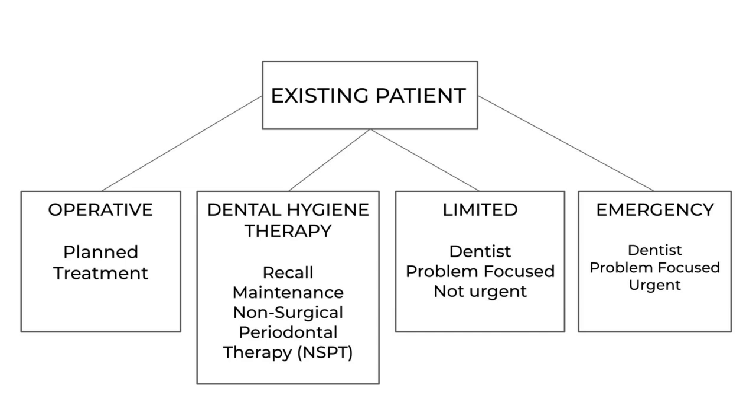For dental hygiene therapy, this is going to be on the dental hygiene column only, and it would include a recall like a regular cleaning, maintenance appointments, periodontal maintenance, and some type of non-surgical periodontal therapy such as scaling and root planing. And then existing patients, similar to new patients, can also be seen for limited and emergency appointments. The difference between this and operative is that operative was planned. A patient was seen. They knew that work needed to be done. It was planned for a specific amount of time and with a specific provider. A limited or emergency is problem focused.